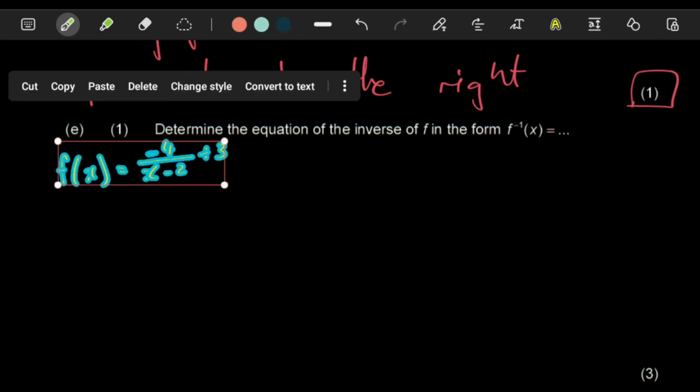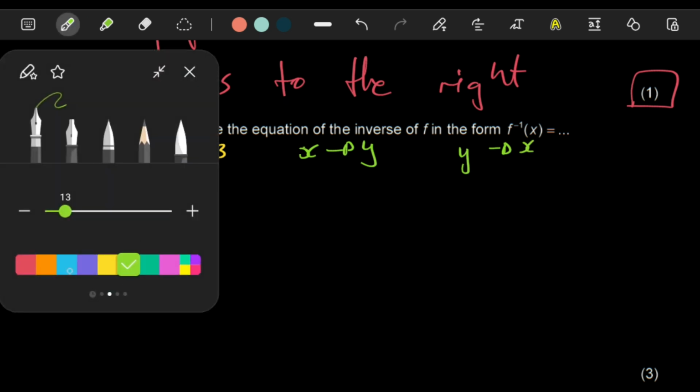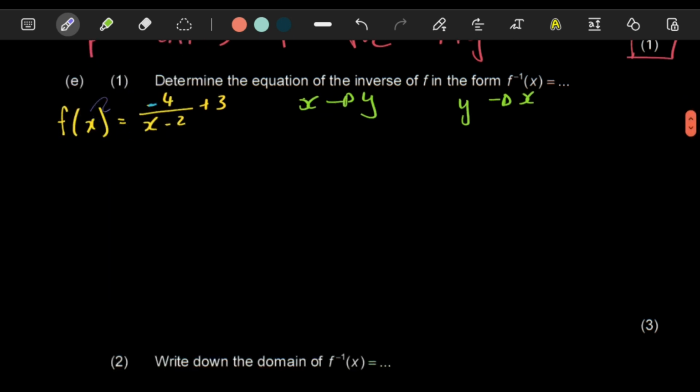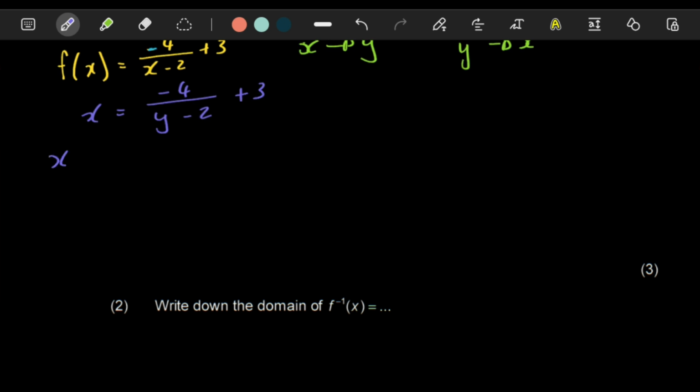So this is with the equation of f. When you perform inverse, x becomes y and y becomes x. It's kind of important for you to mention these kinds of things and write them down. So y here becomes x, and then x there becomes y, and then let's make y the subject of the formula. So this 3 has to come over first, and then we gotta be careful here.